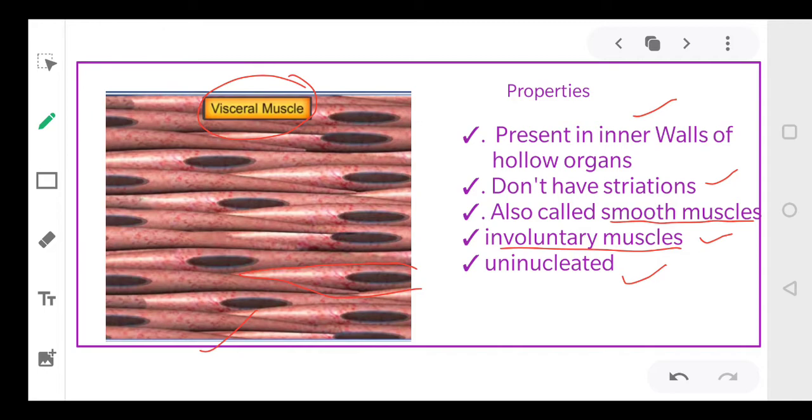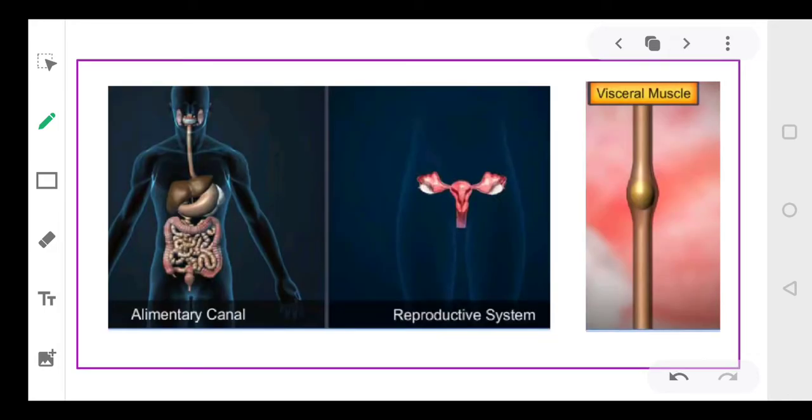Let's look at the position or the place where they are present. They are present in your alimentary canal, as I was telling you. They are present in your reproductive system. And they are also present in the esophagus, that is your food pipe.